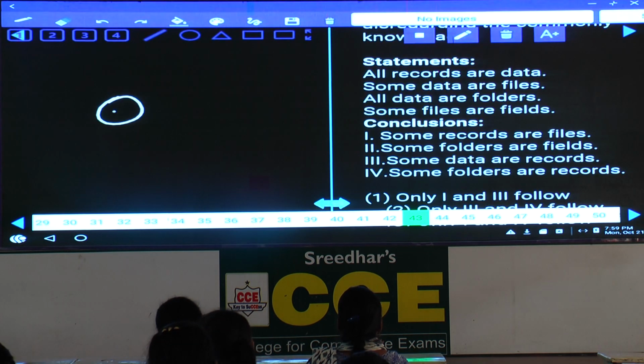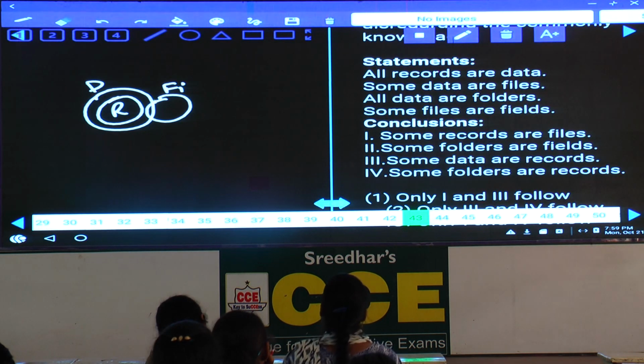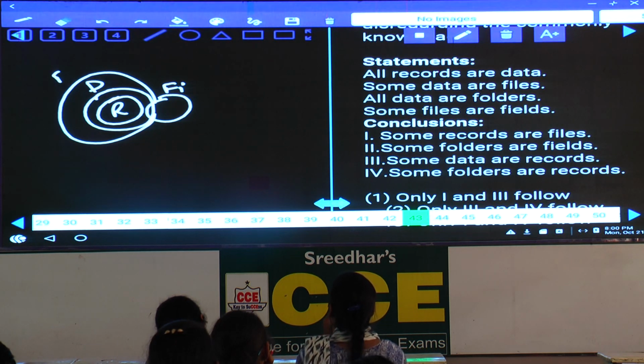All these records are what? All records are data here. And some of the data are files. And all data are folders. And all this entire data is what? This entire data is folder.